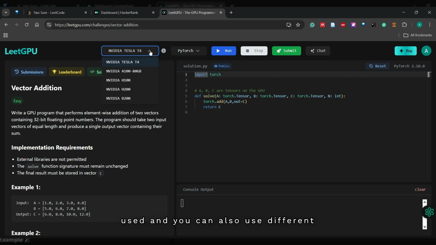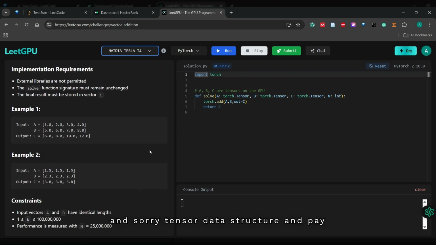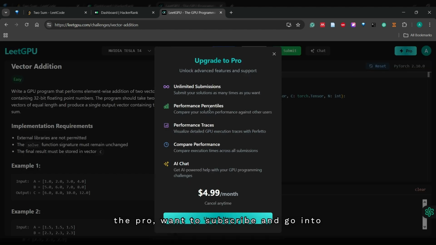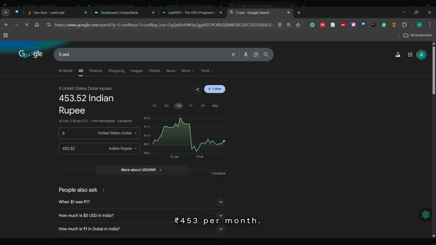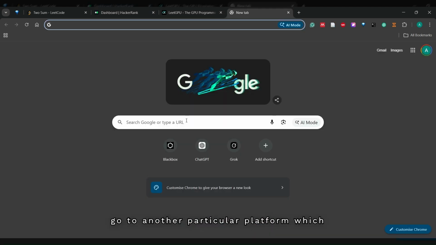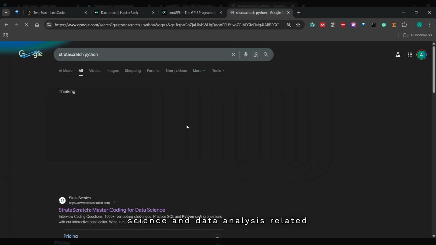used. You can also use different machines to solve your problems, and you can get problems related to the PyTorch data structure, the tensor data structure, and the PyTorch framework. Also, if you want to subscribe and go into the pro mode, you can see the different additional services that you can get, and it's really affordable. It's only $5 per month, which is close to 453 rupees per month.